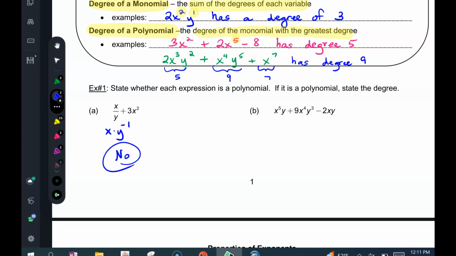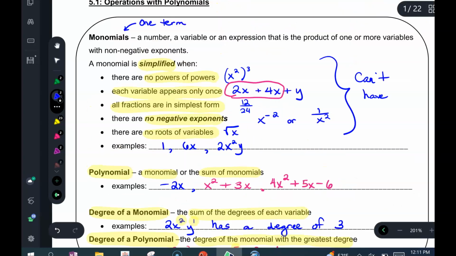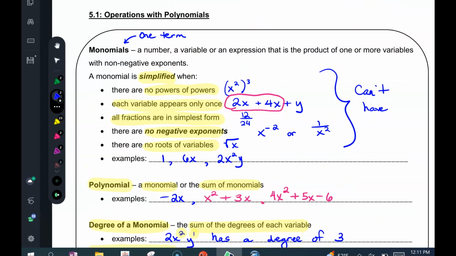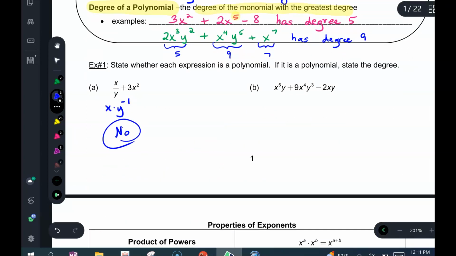When there's a variable in the denominator, that really means it's a negative exponent, which we can't have. So remember this rule here, no negative exponents. I gave the example of x to the negative 2, which is really the same thing as 1 over x squared. Just think anytime you have a variable in the denominator, it's not going to work. Okay, how about the next one?